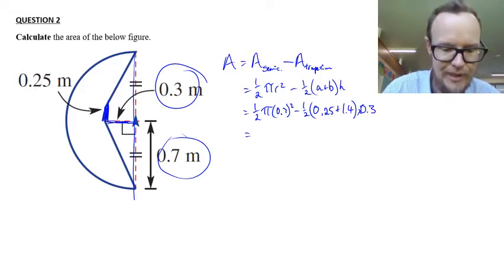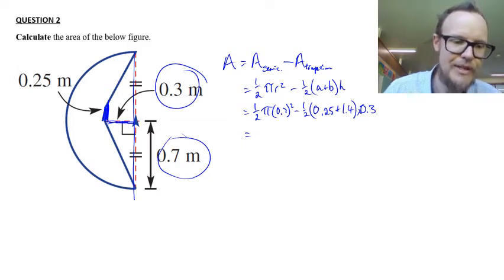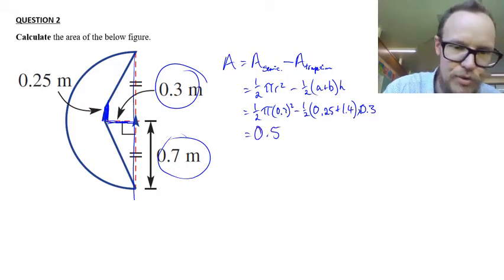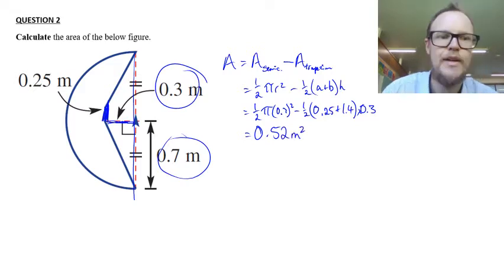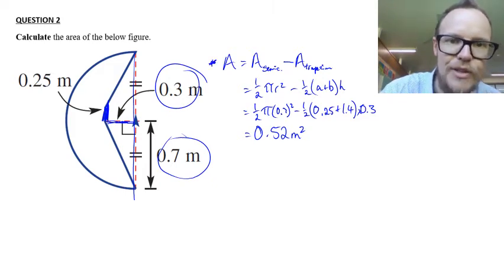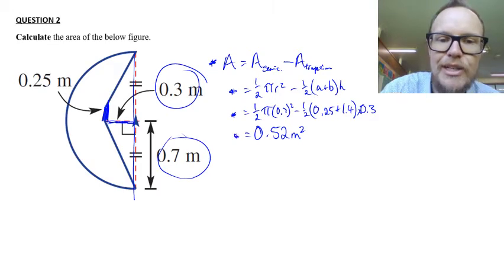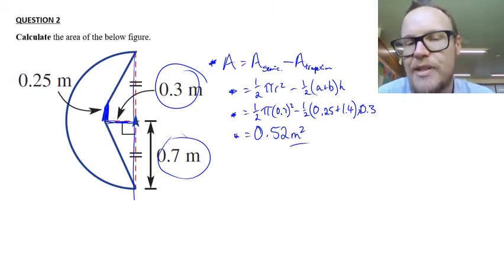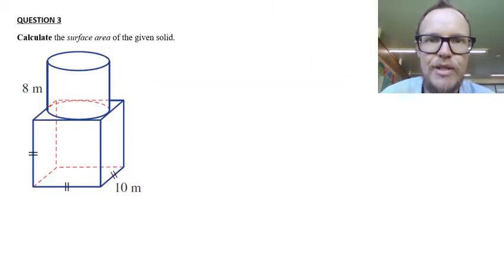If we substitute this into our calculator, 0.5 times pi times 0.7 squared minus 0.5 times (0.25 plus 1.4), all multiplied by 0.3, we get 0.52 square metres. And that's the area of our figure below. Notice the things that we've included. We've got a formula that shows a relationship for our composite shape. We've substituted in the relevant formulas for each part of the shape, made the calculation, and expressed it in square metres, to 2 decimal places, because we haven't been told how many decimal places to give it to.